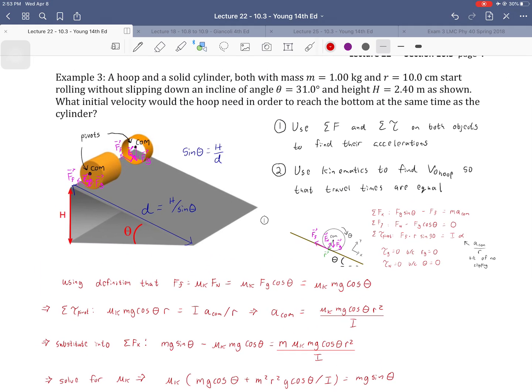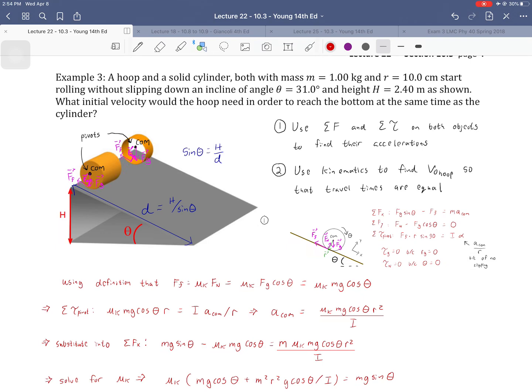All right, so just a quick rundown on a couple more. So in this problem, I have a hoop and a solid cylinder. I give you their masses and radii. They just have a 1 and 1, 1 meter and 1 kilogram, that is. And then the slope here is 31 degrees, so it's quite steep. I give you the height again, so very similar to example 1 in that regard. And the question is, what initial velocity would the hoop need in order to reach the bottom at the same time as the cylinder? Okay?